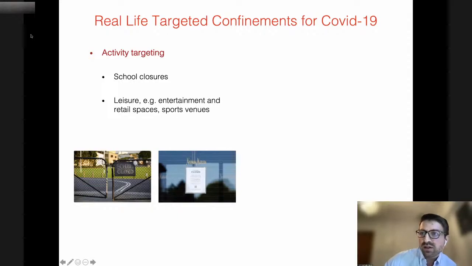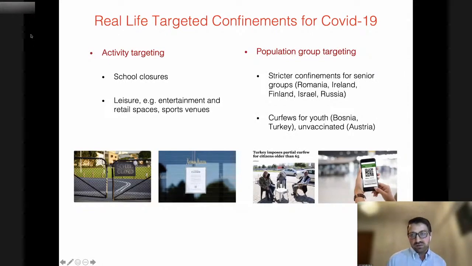It's mostly been across two different dimensions. We've seen a lot of targeted confinements of certain activities, like schools or leisure activities, which you close down to prevent social contacts there, and in turn, infections and possibly deaths. But this has also been complemented by a different way of doing targeting, which is to look at population groups. You could segment the population by age, for instance, and we've seen confinements for senior groups and for youth population groups. More recently, we've also seen targeting based on vaccination status, and curfews for the unvaccinated.